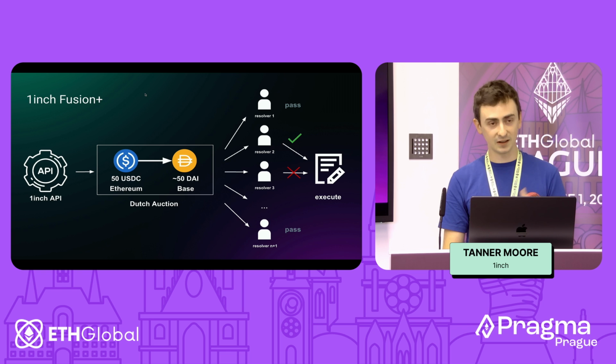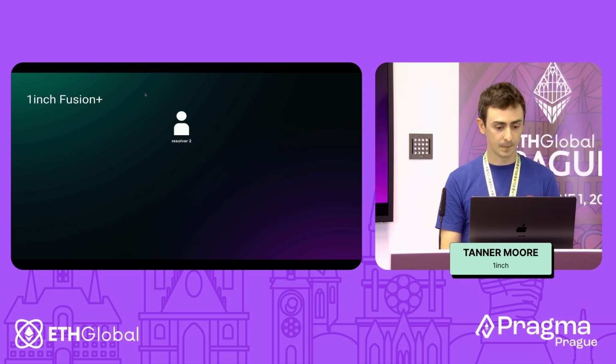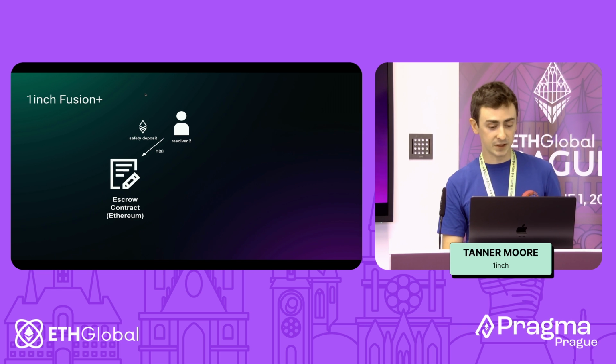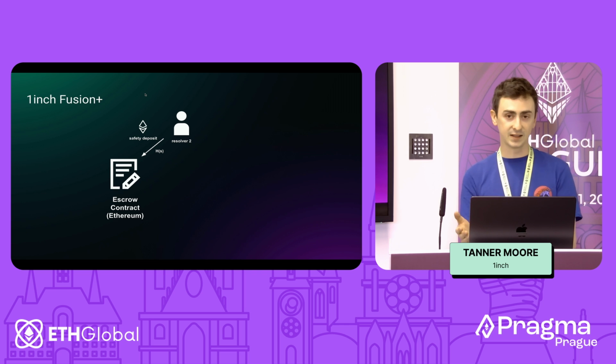If there's competition, same exact problem as before. If they both are doing less, they can also share that swap for the user in that particular block. Let's just keep it simple and say that it is one resolver that took the entire 50 USDC. So in this case, let's say it was Resolver 2. Resolver 2 is going to create an escrow contract on Ethereum, and they're also going to deposit what we call a safety deposit into this contract.